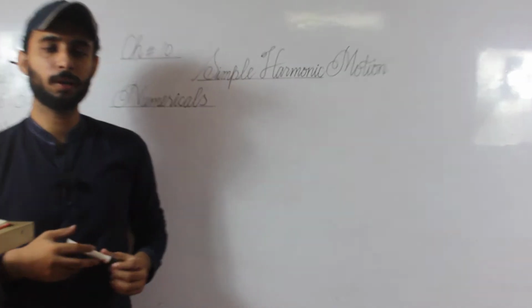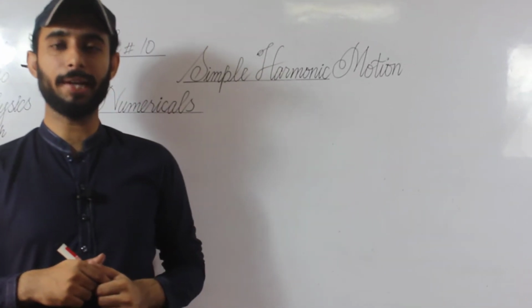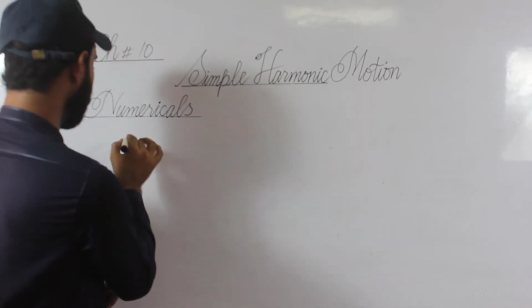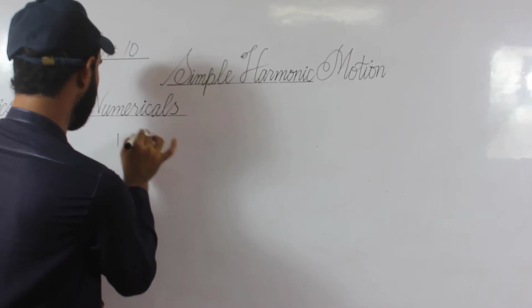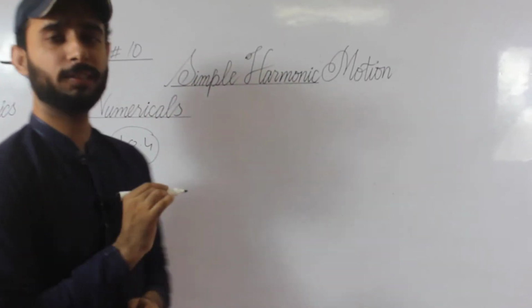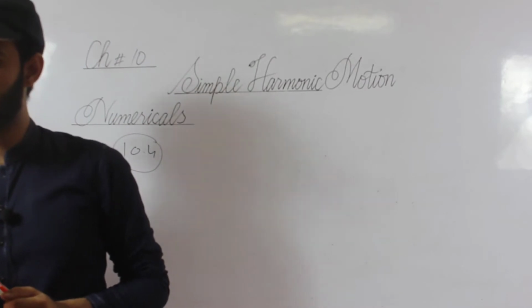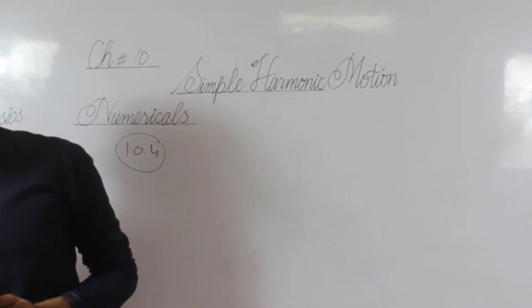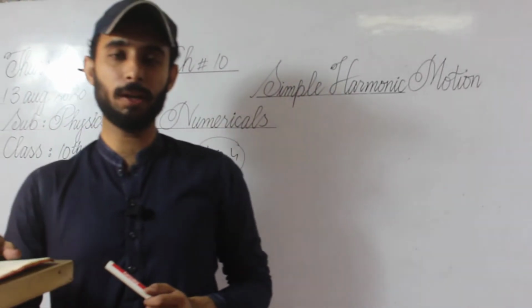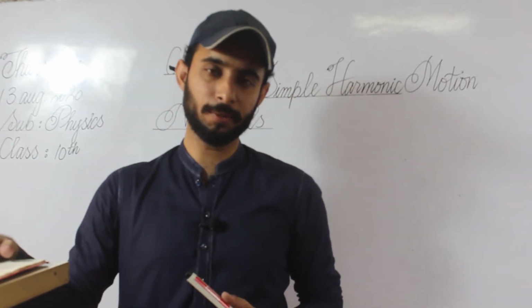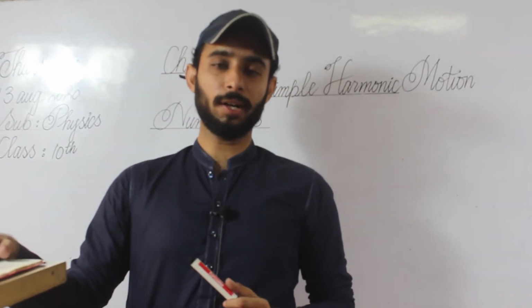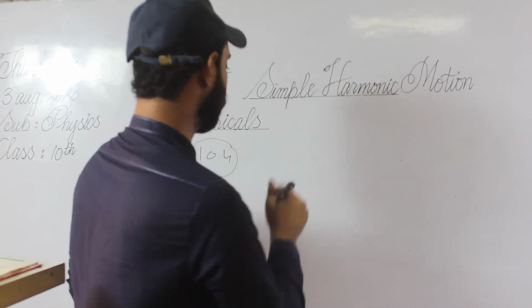Now, students, we are going to solve numerical number 10.4. Again, before starting the numerical, we should study the given statement very carefully, and that is: a simple pendulum completes one vibration in 2 seconds. Calculate its length when the value of g is 10 meter per second square. First of all, we find the given data.